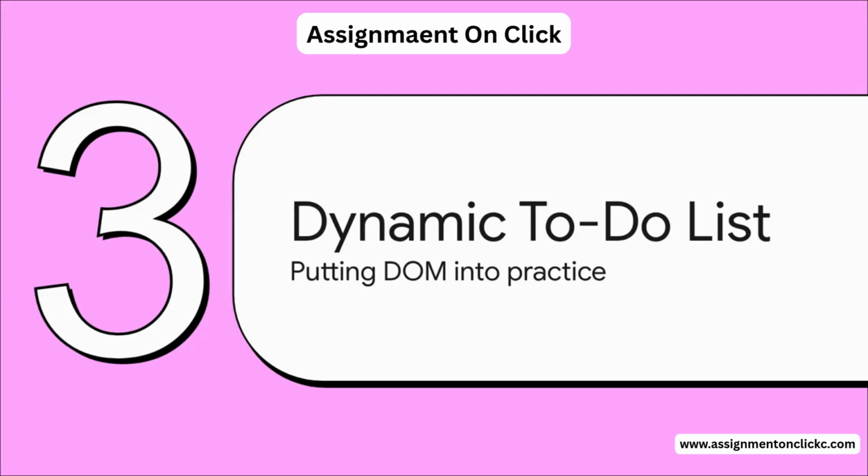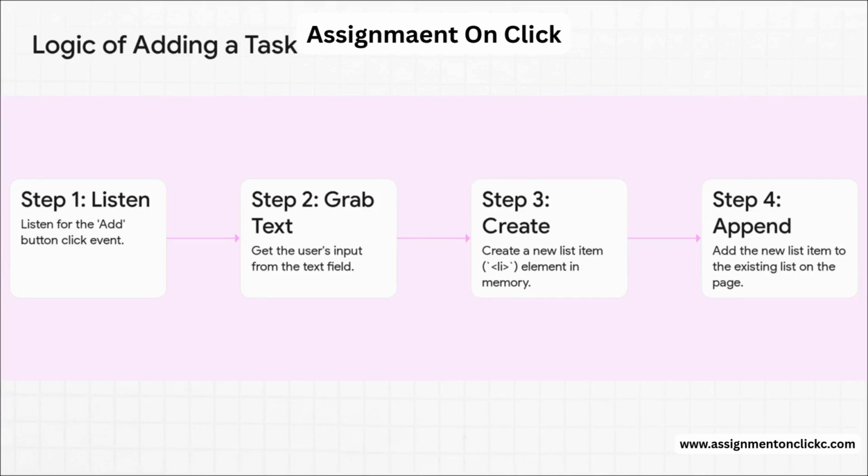Okay, that's a lot of theory. Let's see how all these pieces click together in a real-world example. We're going to walk through the logic of a classic, building a dynamic to-do list where you can add and remove items without ever reloading the page. So adding a new task really boils down to 4 simple steps. First, we listen for a click on that Add button. As soon as it's clicked, we grab whatever text the user typed into the box. Then we use our DOM tools to create a brand new list item. And finally, we stick that new item onto the list that's already on the page and poof, it just appears.